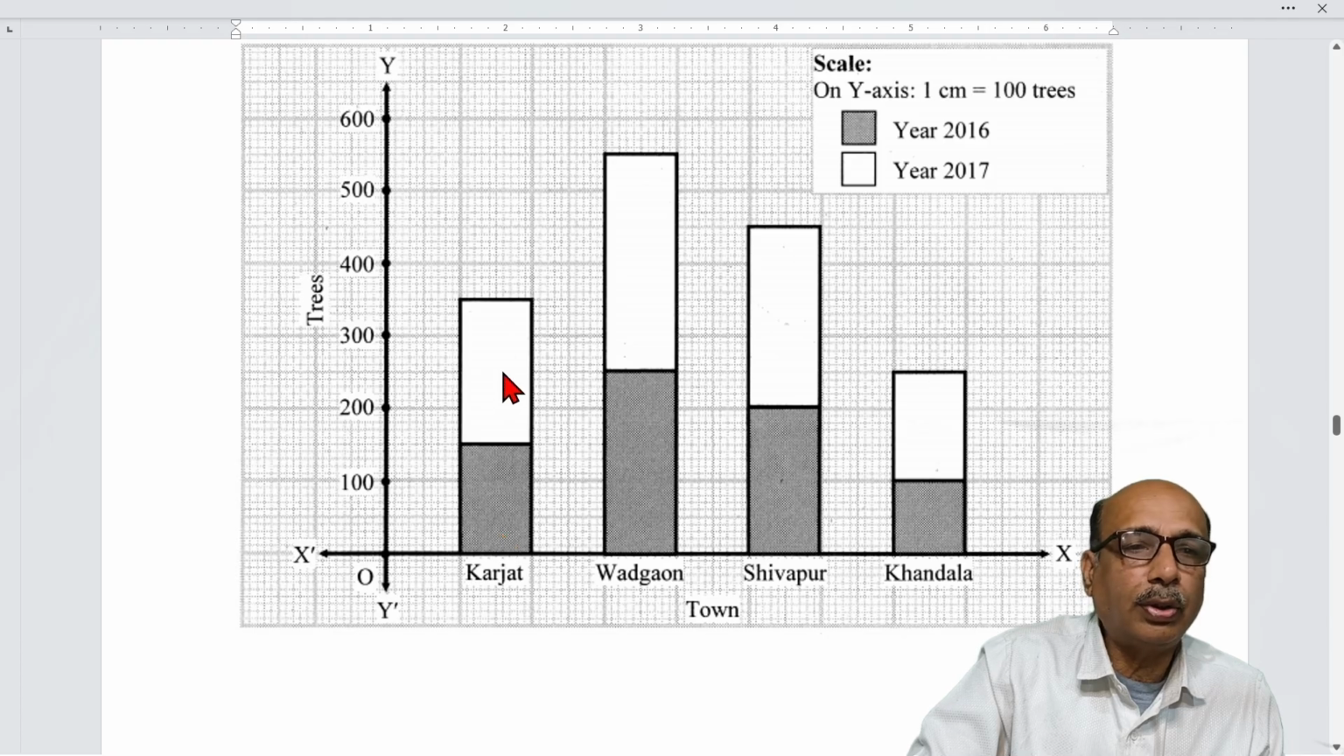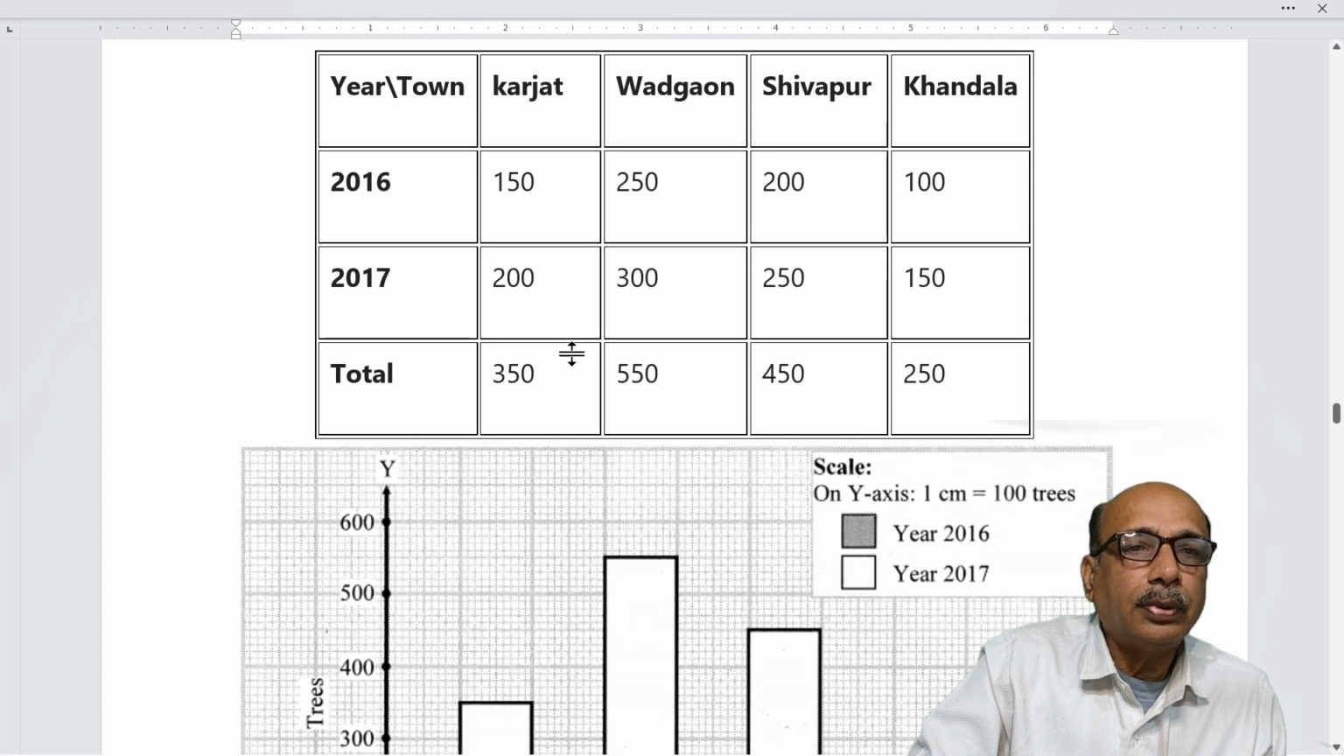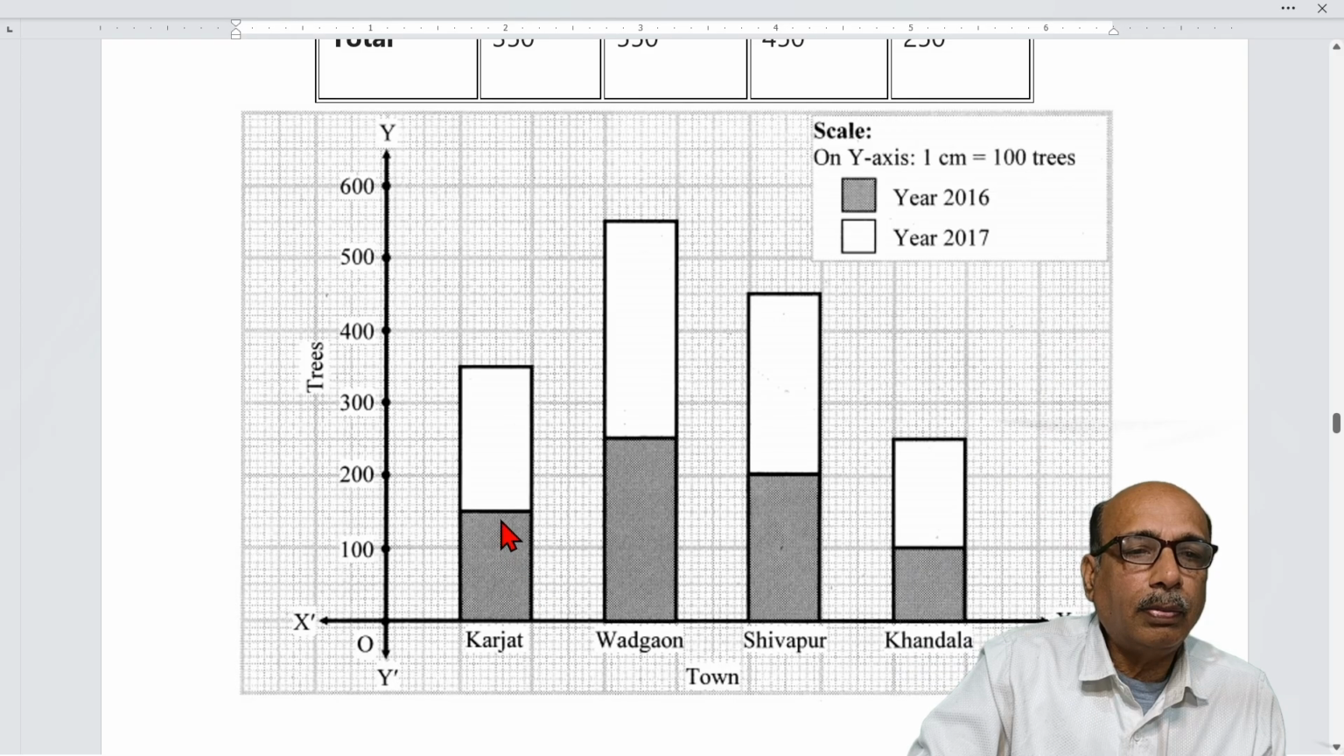So on the y-axis write down trees and on the x-axis write the names of the towns. Now you know how to draw, and the total must come to the total given. For Karjat it is 150 and 200. 150 is up to here plus 200, 350. Like this you have to draw for Vadgaon, Shivapur and Khandala. I am sure it is very easy. Try. For your reference, this figure is given.